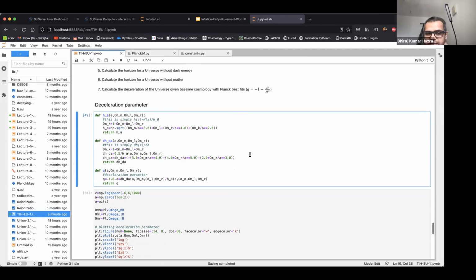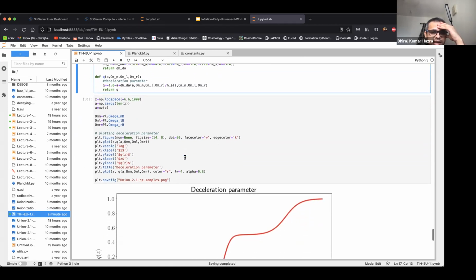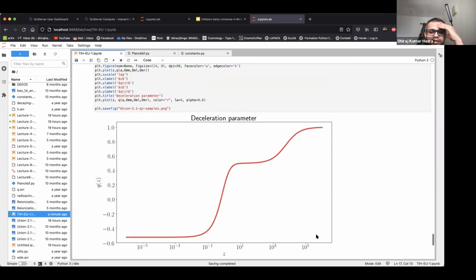Any question? No. Okay. So for the horizon, you have to calculate small h, which is capital H of z divided by H naught, and dH, dA, and q is defined as this. For a particular cosmology, you can write q as this. And for the baseline cosmology, if you plot the deceleration parameter from the radiation dominated era till today, you can see the evolution.